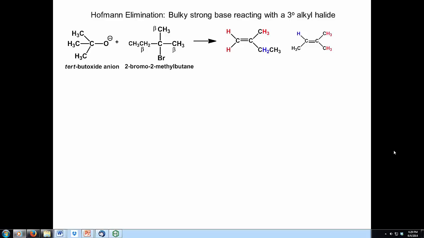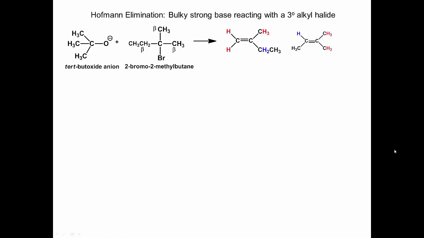Hofmann elimination. One type of Hofmann elimination is the reaction of a bulky strong base with a tertiary alkyl halide. In this reaction, the tertiary butoxide anion is reacting with the tertiary alkyl halide 2-bromo-2-methylbutane. This combination of reagents produces the less stable alkene as the major product. The question is, why? The reason for this must be in the transition state.